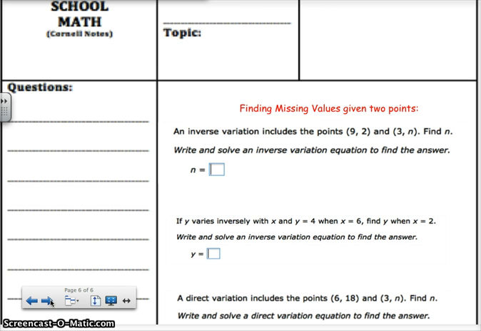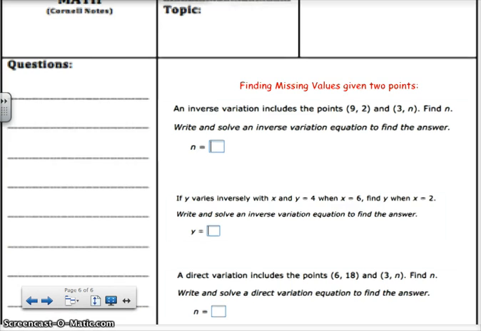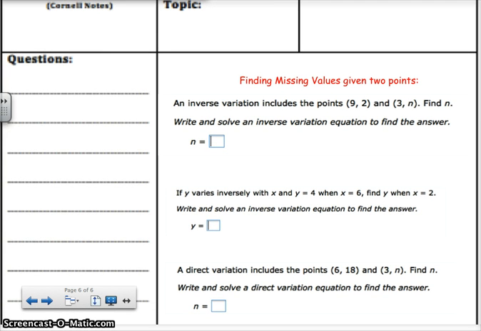Next one, last part of this inverse. Finding missing values given 2 points. I look for k. You're either going to be a ratio or a product. Proportional relationships is a ratio, inverse is a product. So in an inverse variation, it includes 9, 2, and 3n. Find n.